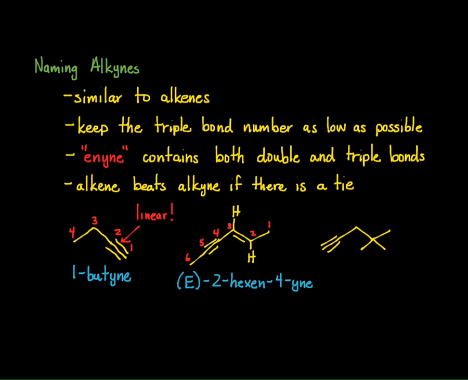Another example here is an alkyne that has alkyl groups coming off of it. Again, I'm going to start numbering, giving the alkyne the lowest location possible. So I number this 1, 2, 3, 4, 5, and therefore there are 2 methyl groups on carbon 4. This becomes 4,4-dimethyl-1-pentyne. Oh, that should be pentyne, not pentene.